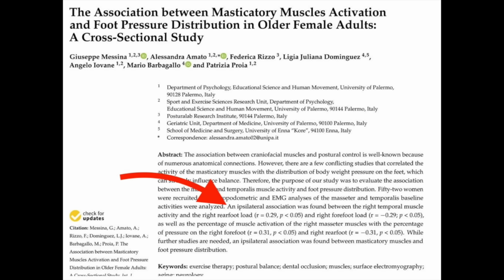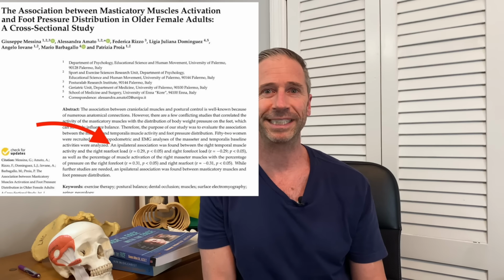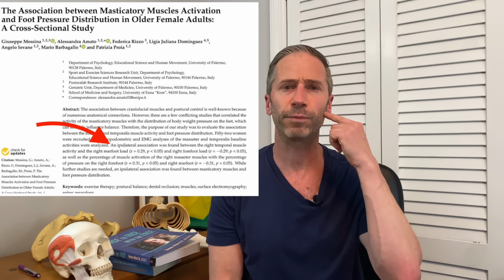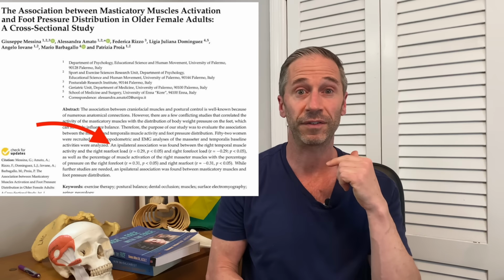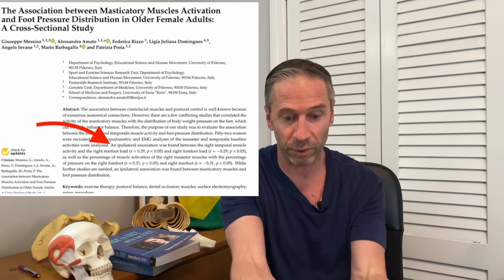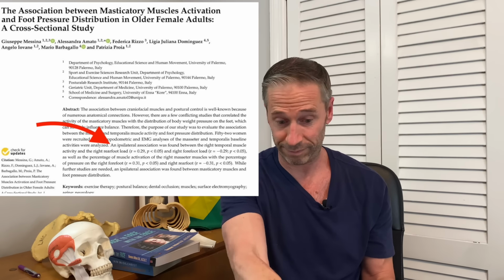But here it is. The association between masticatory muscle activation and foot pressure distribution in older female adults. It doesn't matter who they were. This is the way it works. You bring your teeth together on the right, your body shifts to the right. You bring your teeth together on the left, in the molar area, body shifts to the left. That's what they found in the study. Read it. You can look it up, but that's what it says.